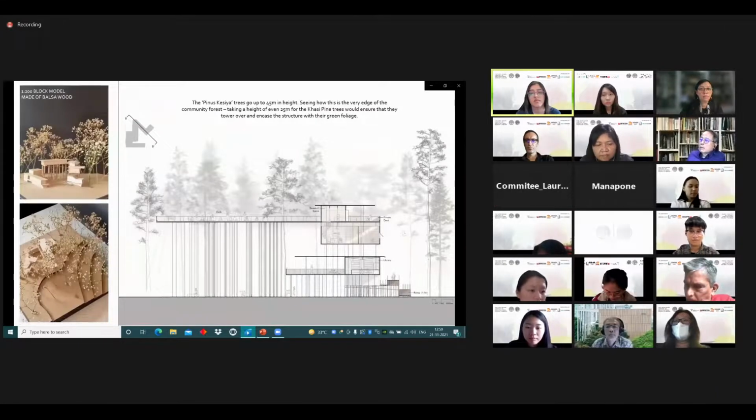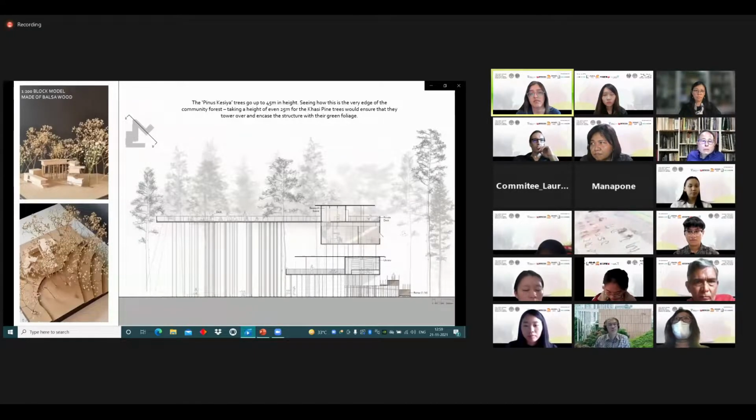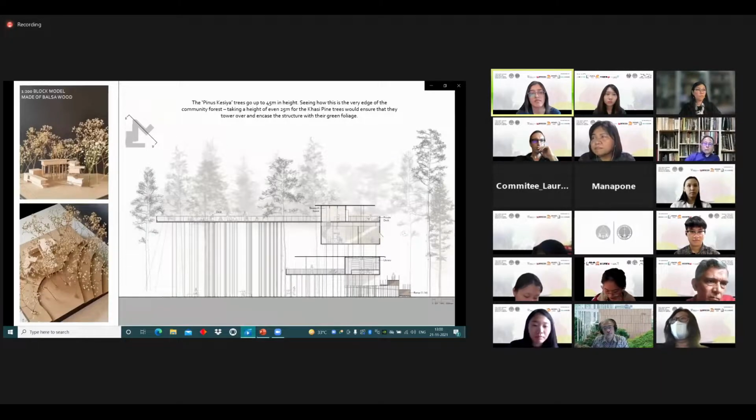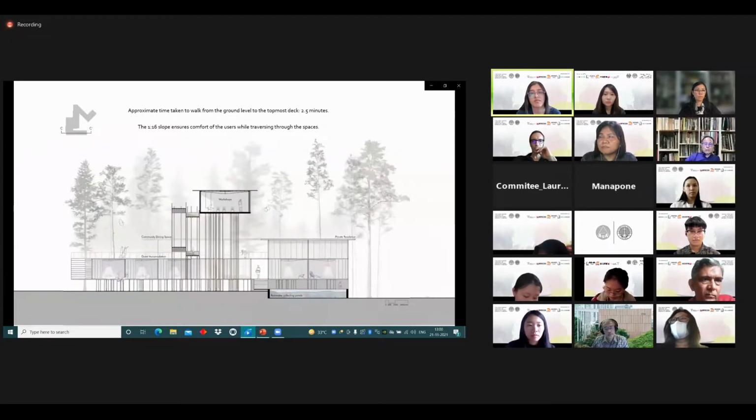This section highlights the public programs one comes across on their journey up the ramp. The structure exudes clean verticality while still being towered by the tall khasi pine trees and their foliage. To the left is a balsa model that highlights these proportions. The ramp ensures a 2.5-minute walk from the ground to the highest level. This section highlights the more enclosed aspects such as the guest accommodation spaces and the community dining space above it.